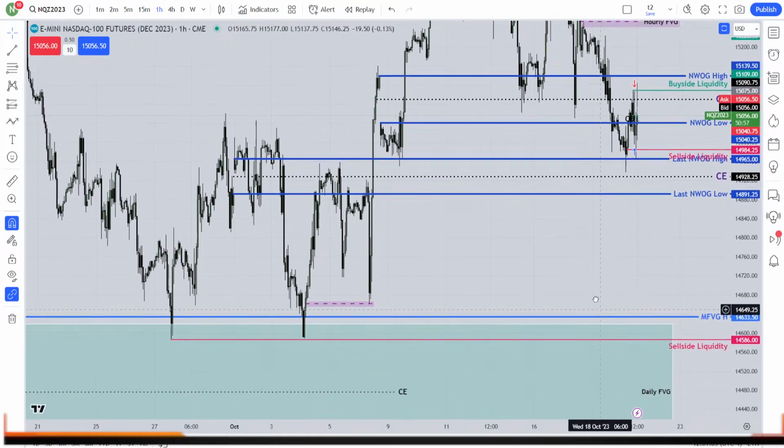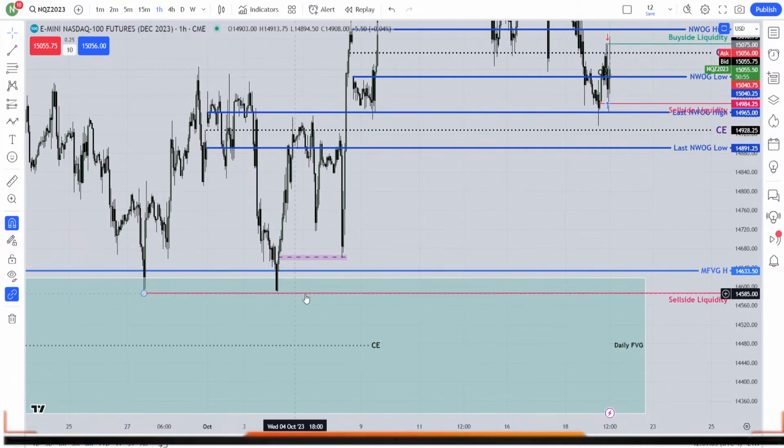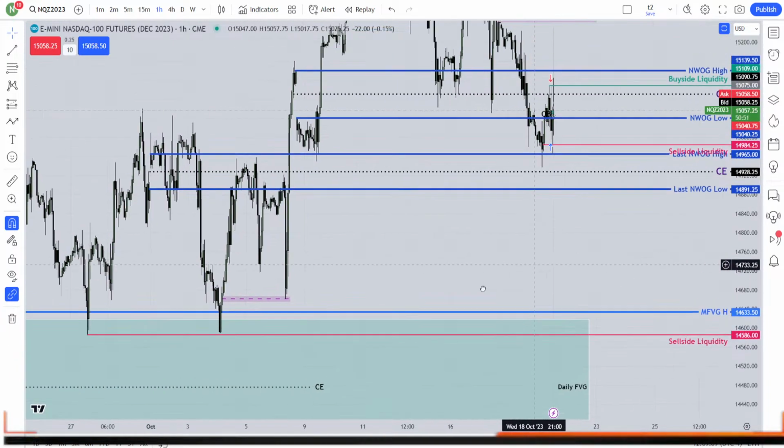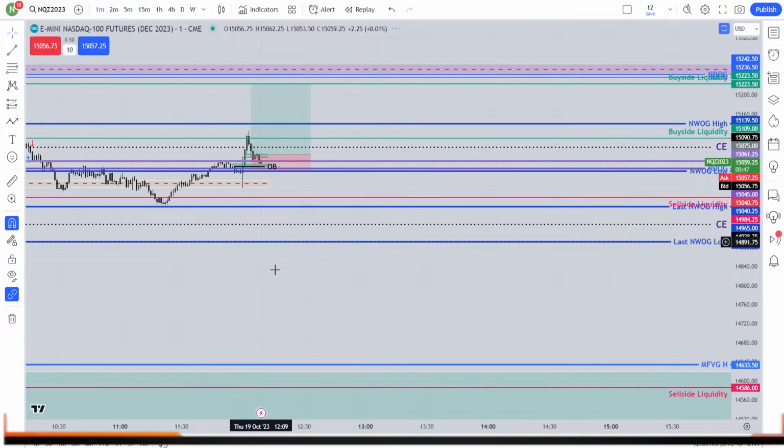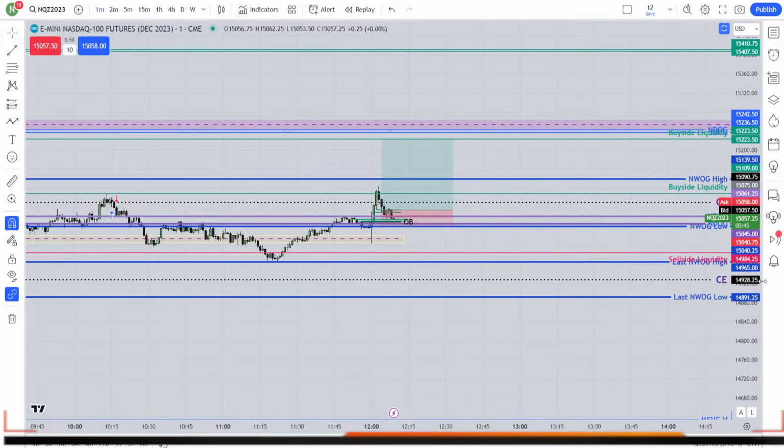let me show you this sell side liquidity. Look at this sell side liquidity. I will go for this liquidity. If it can break this low, I think it's clear to you.